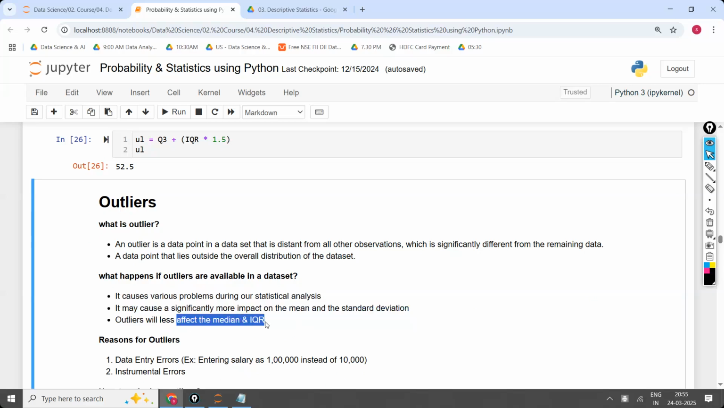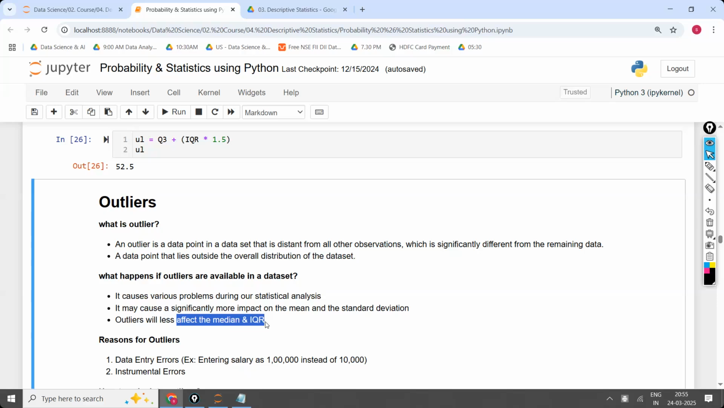Now, which is the best measure? Mean or median? It is an interview question. Which is the best measure, mean or median? You have to give the answer: when there are no outliers, mean is best. When outliers are available, median is best. Is the point clear? Second, is standard deviation best or IQR best? When outliers are available, IQR is best. When there are no outliers, standard deviation is best.